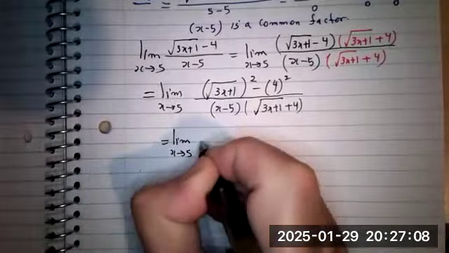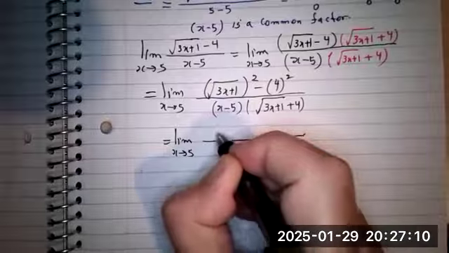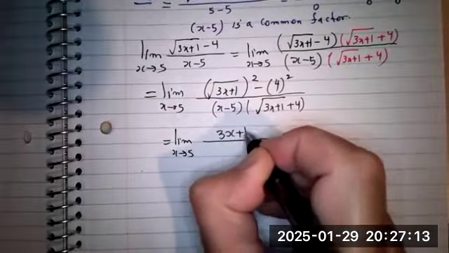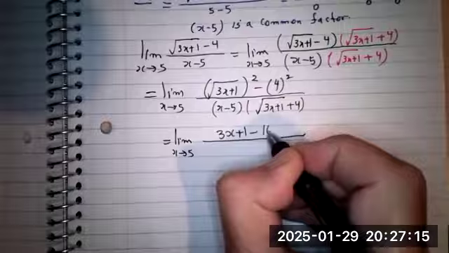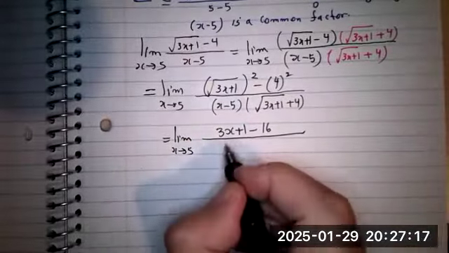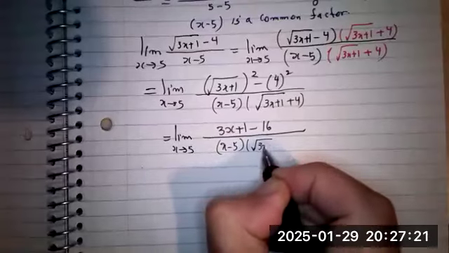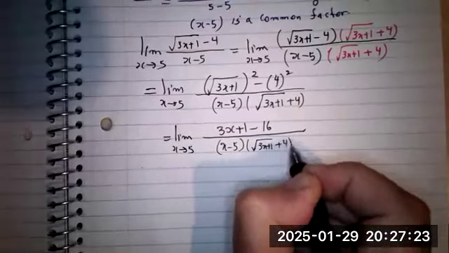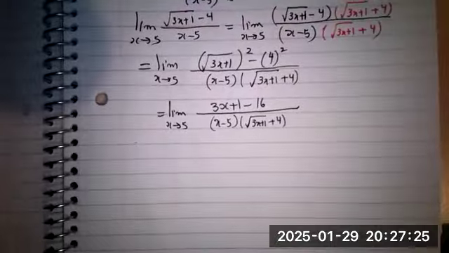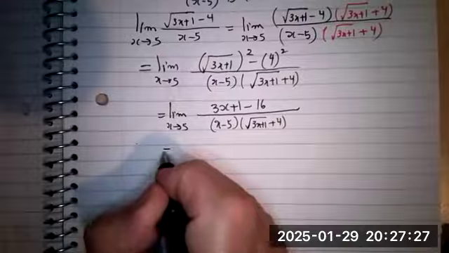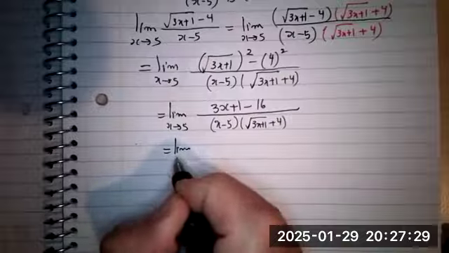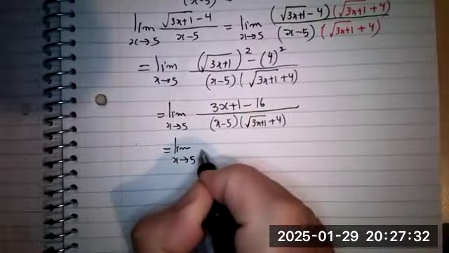So x goes to 5. That gives you 3x plus 1 minus 4 squared, 16. The bottom one, x minus 5 times radical 3x plus 1 plus 4. Keep going. You need x minus 5 on the top. So it's the limit as x goes to 5.